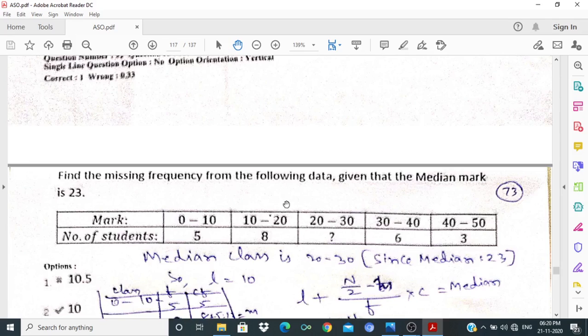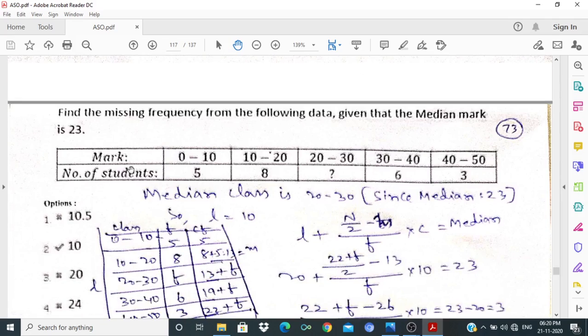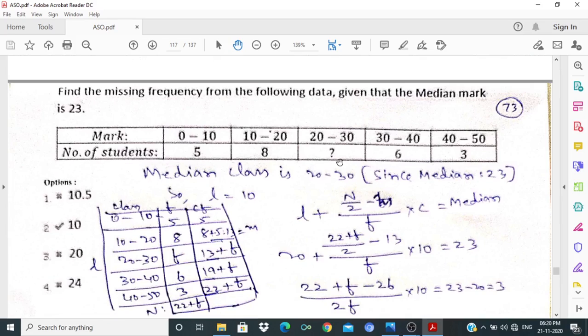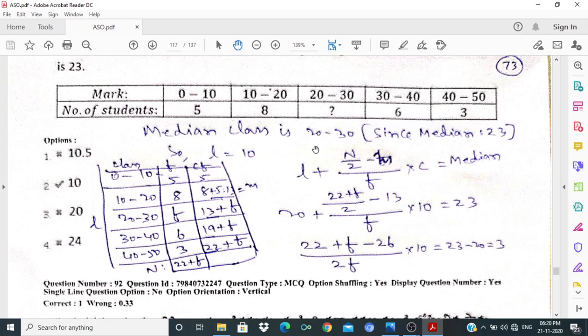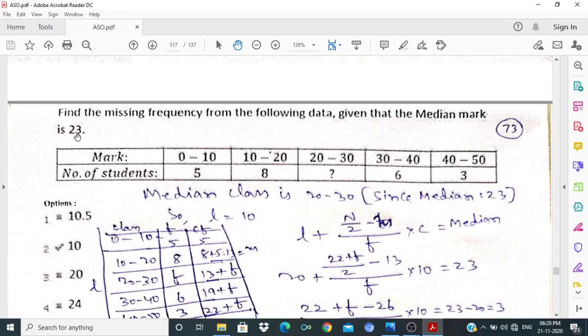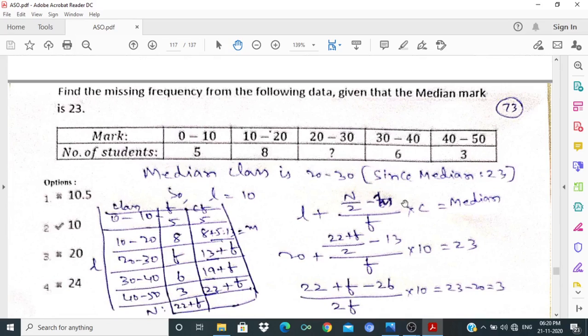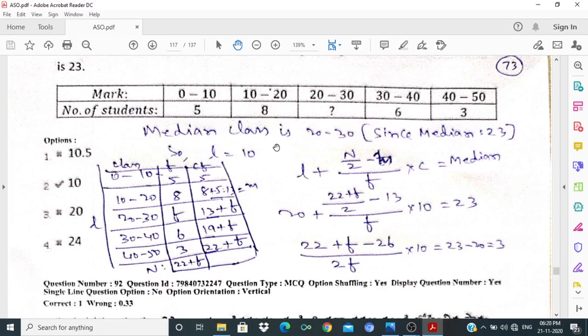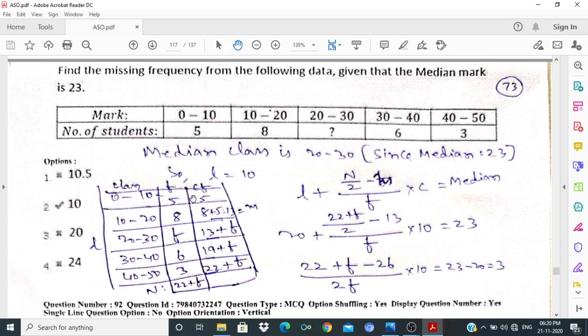Find the missing frequency from the following data, given that the median mark is 23. We practice with one single missing frequency or two frequencies. We are given that the median is 23, so the median class is the 20 to 30 class. So automatically the other values are decided. L is 20, and the formula for median is L plus (n by 2 minus m) by f into c. Here 20 is the lower limit.